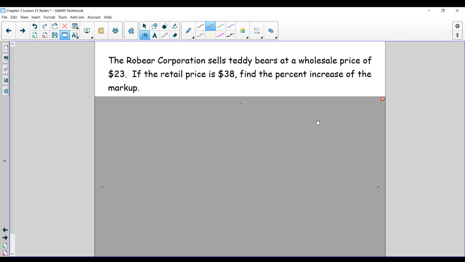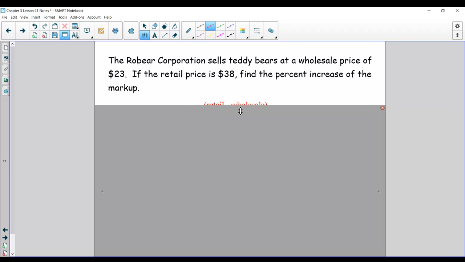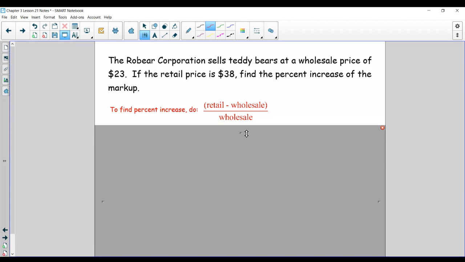All right, next one. The Robear Corporation sells teddy bears at a wholesale price of $23. If the retail price is $38, find the percent increase of the markup. To do this, first of all, you've got to find out how much of a markup you have. That's going to be your retail price minus your wholesale price. Your retail price should be higher than your wholesale price, so it's always going to be bigger number minus smaller number. If you're selling it for less than what you bought it for, you're going to be losing money, so I guess that would be a percent decrease. But typically, you're going to sell it for more than you paid for it.